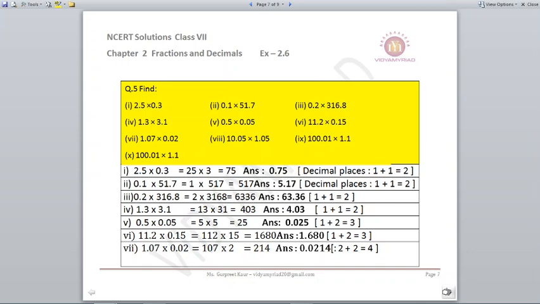11.2 multiplied by 0.15. So how many decimal places? 1 plus 2, 3 decimal places. Your answer comes to 1.680. Next, 1.07 multiplied by 0.02. So how many decimal places? First 2 places, second also 2 places, total 4 places. So 107 multiplied by 2 is 214. I have only 3 digits with me, but I have to put the decimal counting 4 digits. So start from 4, 1, 2, put 0 and then put the decimal. So your answer is 0.0214.